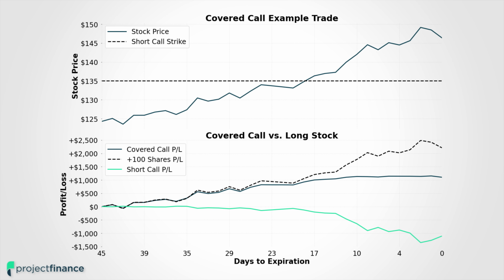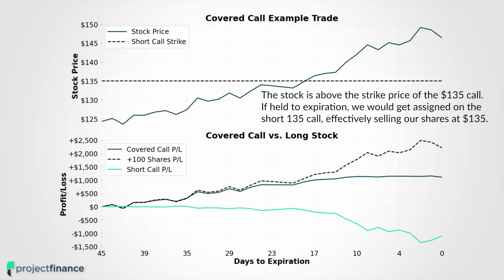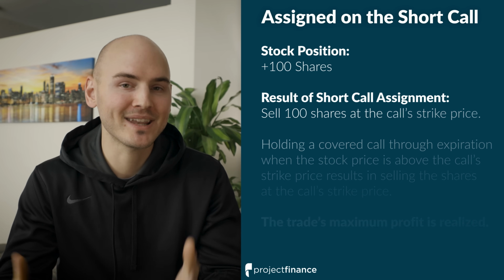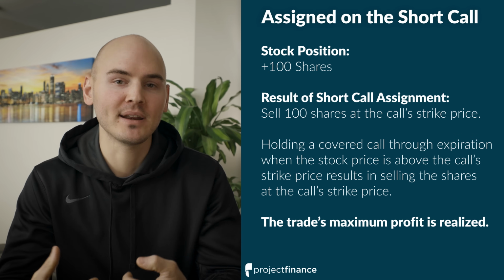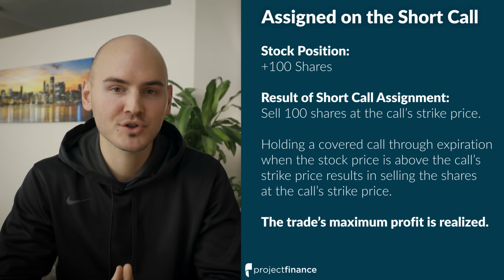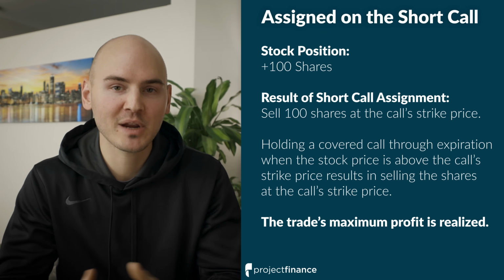So if we were to hold the covered call position to expiration, we could simply allow the short call to expire in the money, and that would mean we would get assigned on that short call and effectively sell our 100 shares of stock at the call's strike price of $135. We would make approximately $1,100 on the trade at that point, but we would end up losing our shares, since if we get assigned on the short call, then that means we are going to sell 100 shares of stock at the call's strike price.